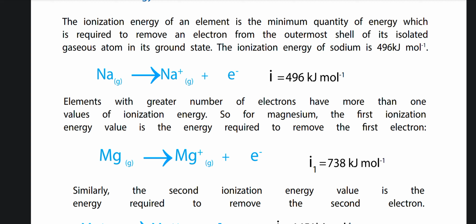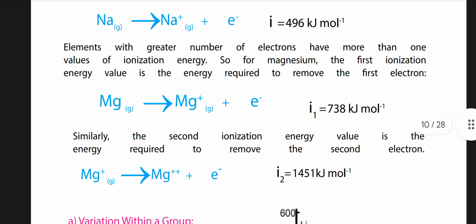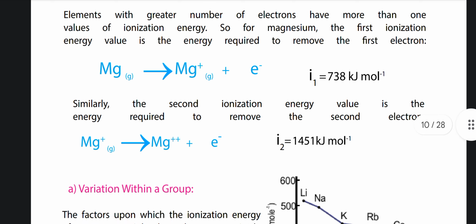Elements with a greater number of electrons have more than one value of ionization energy. So for magnesium, the first ionization energy is the energy required to remove the first electron, which is equal to 738 kilojoules per mole. And similarly, the second ionization energy is the energy required to remove the second electron, which is 1451 kilojoules per mole.